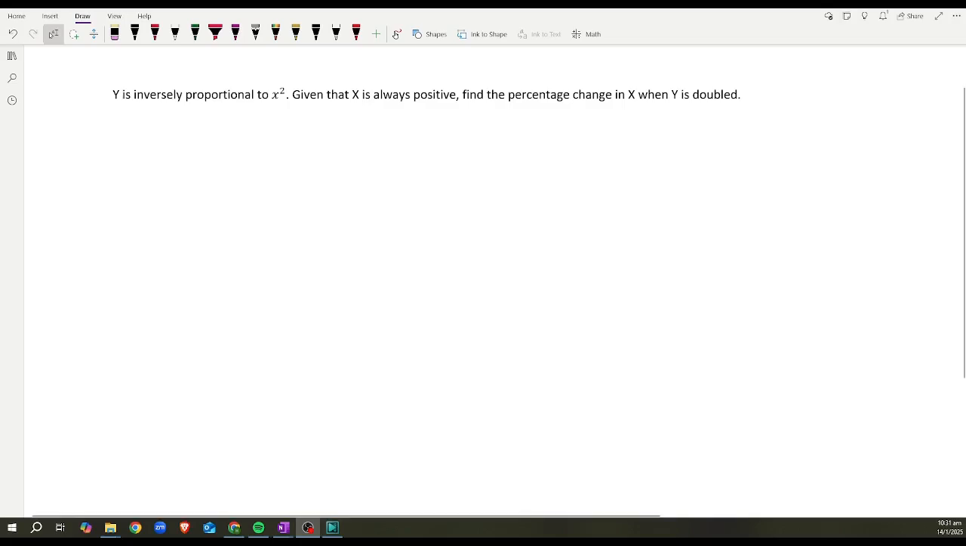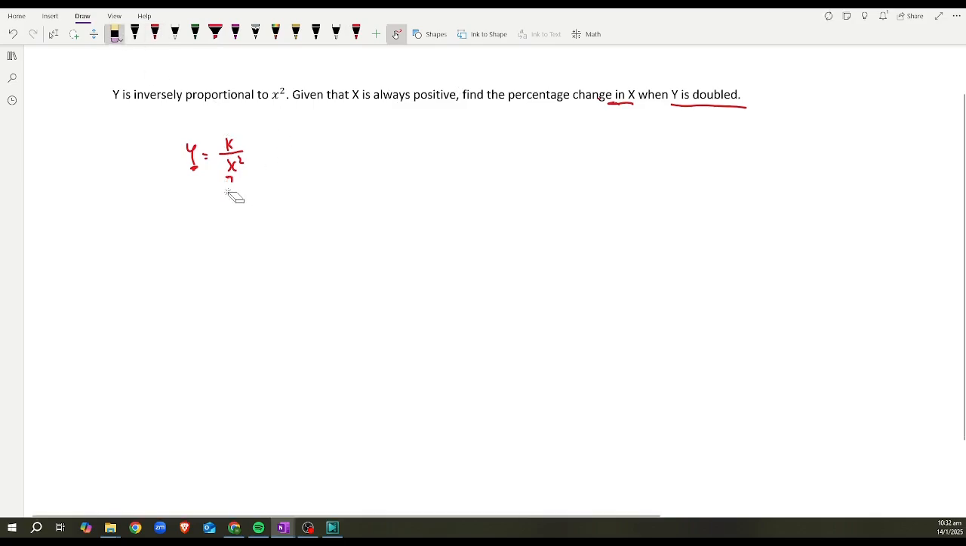For this equation, y is inversely proportional to x squared. So you can write y equals k over x squared. And they say that given that x is always positive, find the percentage change in x when y is doubled. So in this case, y is doubled. Y is the one that changes, and you're supposed to find the corresponding change in x, which is different from previous questions where they double x and then you find the change in y.